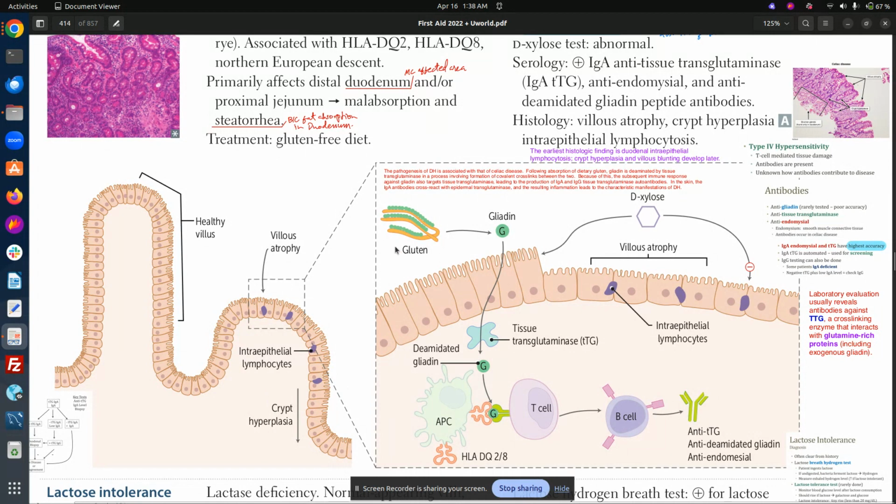Now, come back to this diagram. In this disease, we are sensitive to gluten, particularly the gliadin protein, which is a gluten protein. When the gliadin protein enters through the epithelial cells, it becomes deamidated gliadin. Then it gets presented by the antigen presenting cells to the T cells, and the T cells then drive formation of antibodies. They will form vast numbers of anti-tissue transglutaminase antibodies, anti-deamidated gliadin antibodies, and anti-endomysial antibodies. So these three kinds of antibodies will be positive in celiac disease.